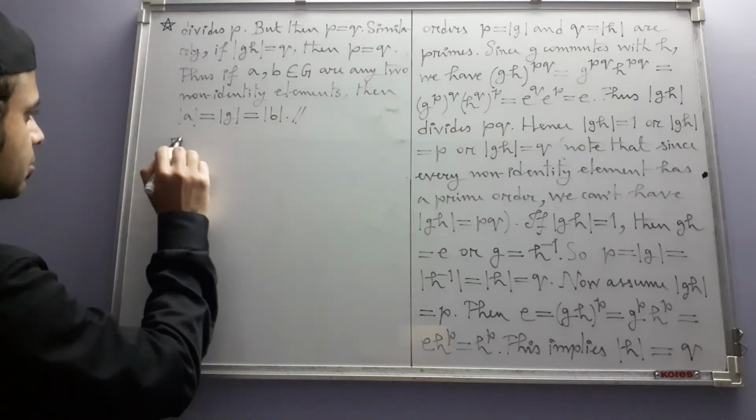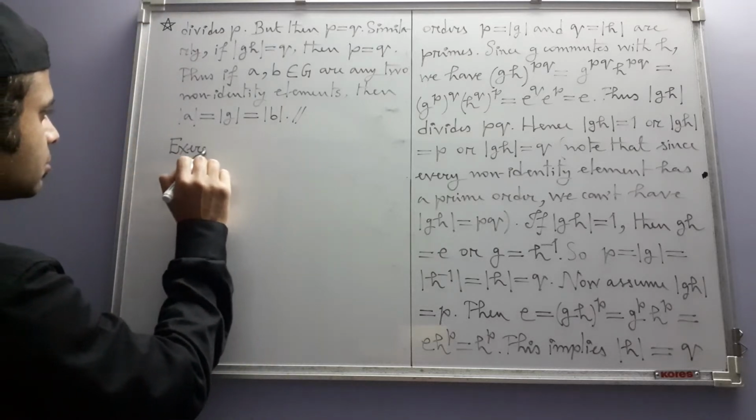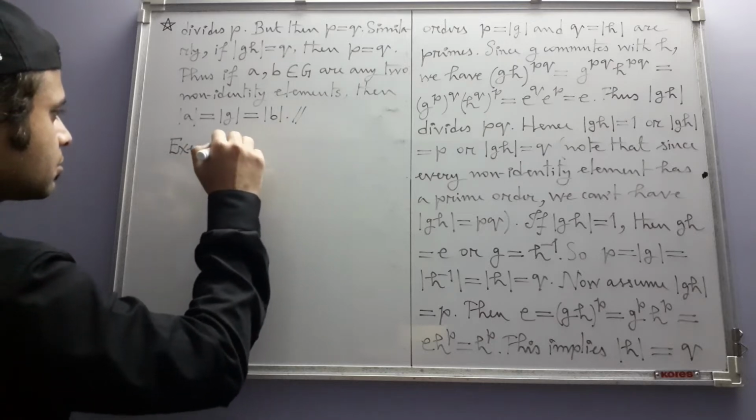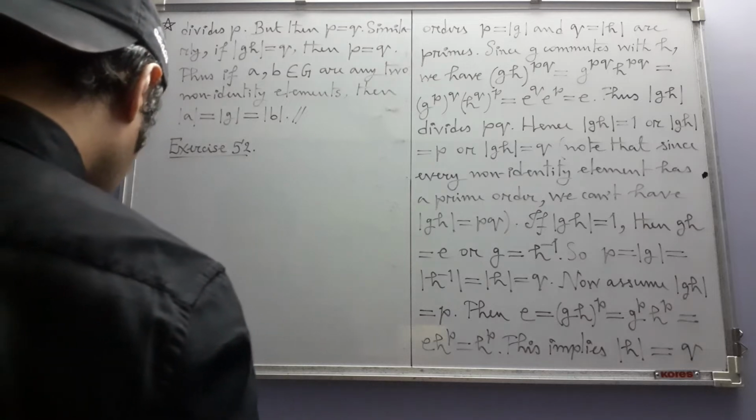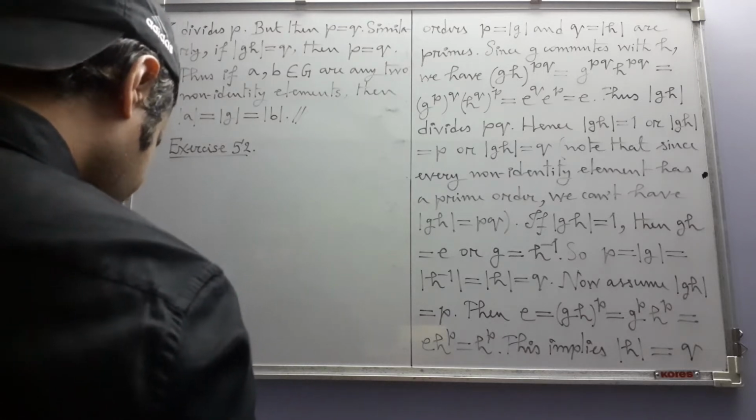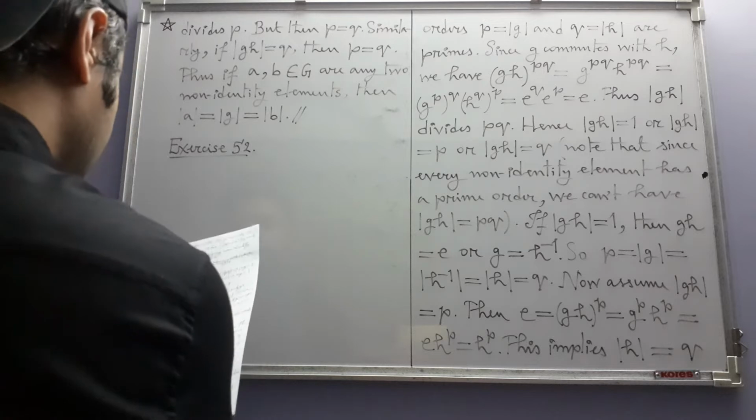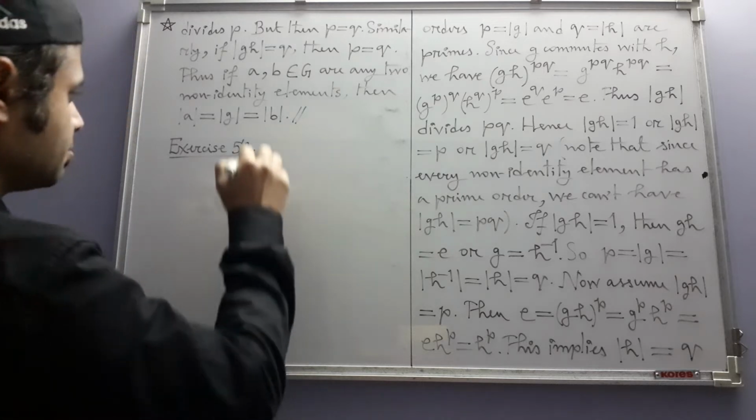And then exercise 52: prove that an infinite group must have an infinite number of subgroups.